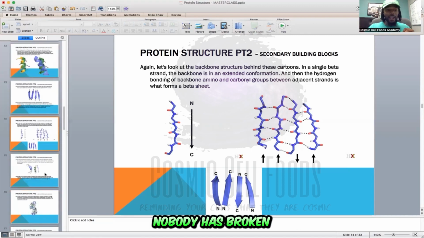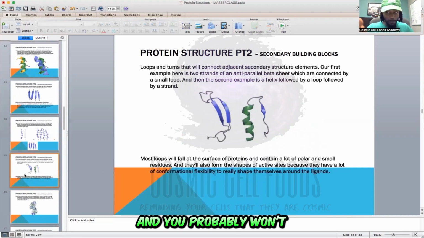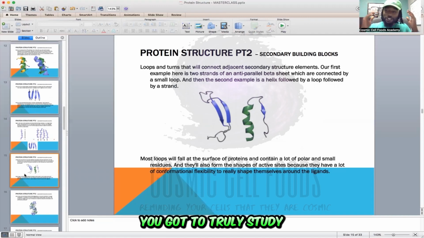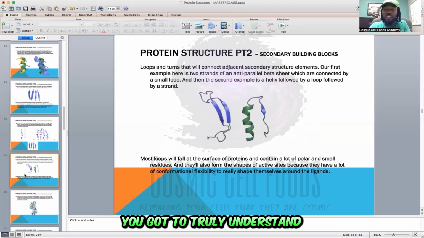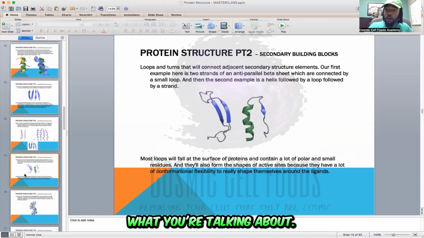Nobody has broken this information down like this. I ain't seen this nowhere. And you probably won't see this anywhere, because I had to do thorough studying, family. You got to truly study the body. You got to truly understand biochemistry. You can't just say all this mumbo jumbo that they're giving. You got to truly understand what you're talking about.